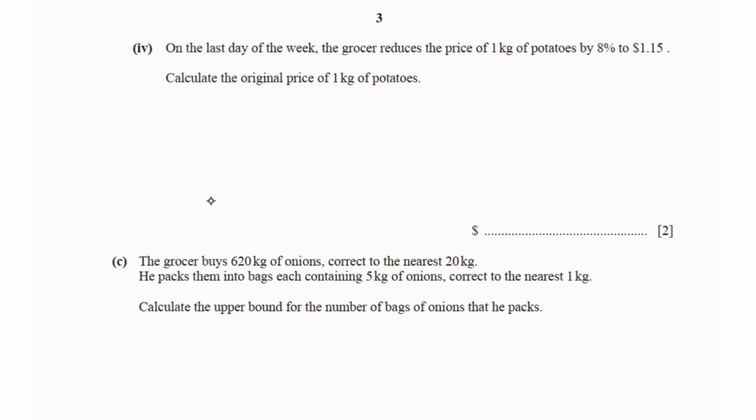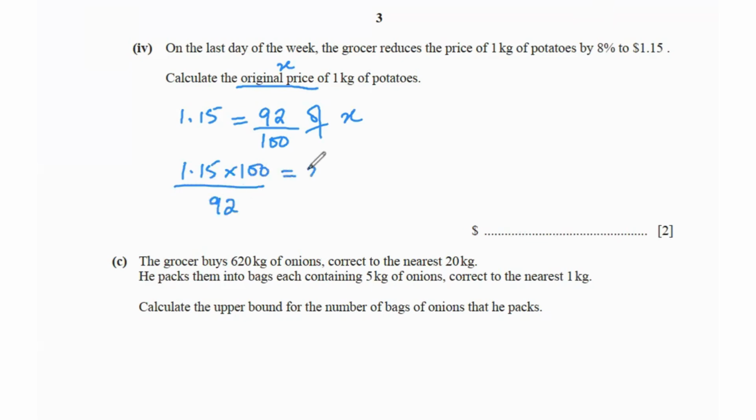On the last day of the week, the grocer reduces the price of 1 kg of potatoes by 8% to $1.15. Calculate the original price of 1 kg of potatoes. So if he's reducing them by 8%, that means 1.15 is basically 92% of the original price. Original price is x over here. So 1.15 times 100 over 92, and that equals $1.25. That is the original price for 1 kg of potatoes.